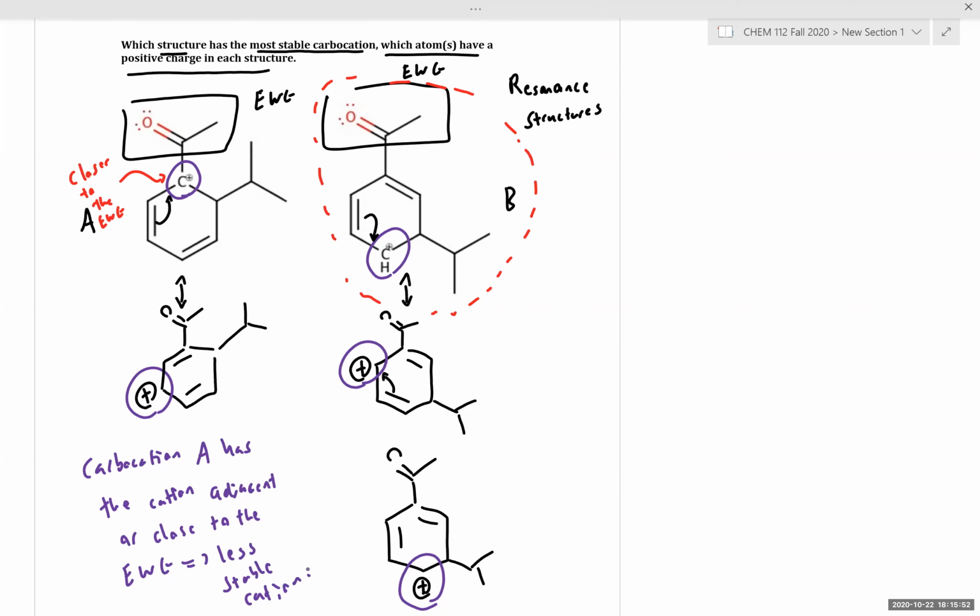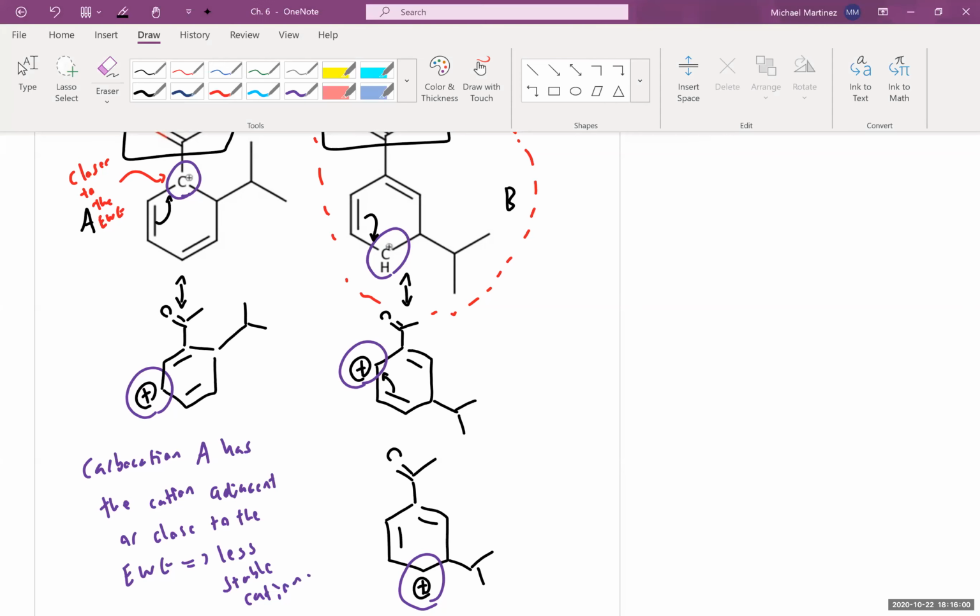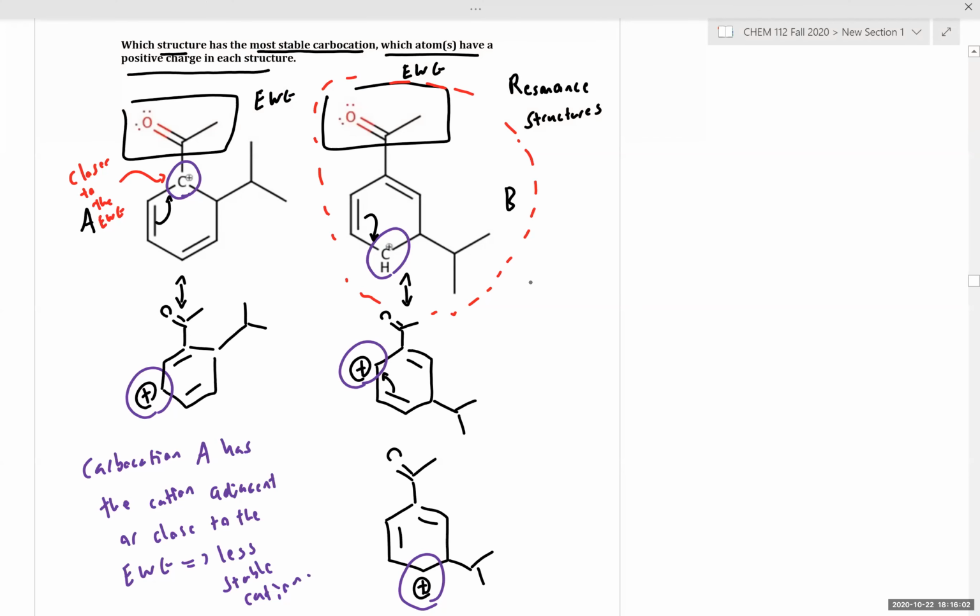Which cation is more stable then? B, exactly right. So we conclude then that cation B is more stable.